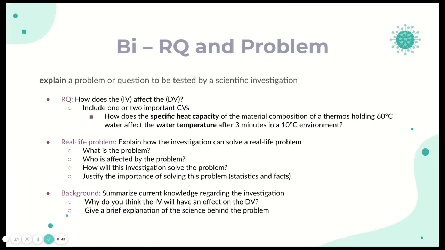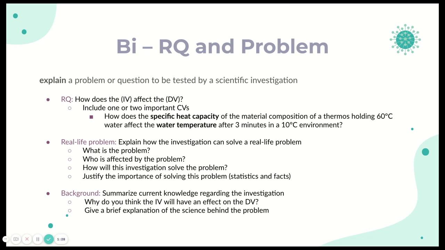The first strand is the research question and problem. So the 7-8 descriptor is explain a problem or question to be tested by a scientific investigation. The research question will follow the format: how does the independent variable affect the dependent variable? You will want to include 1 or 2 important control variables. So this format is shown in this example. How does the specific heat capacity affect the water temperature? And it will include some controlled variables.